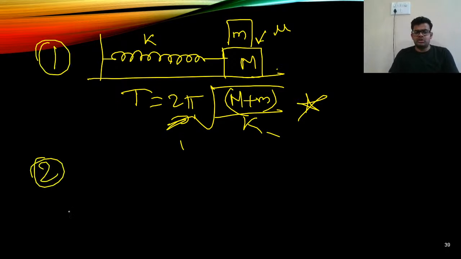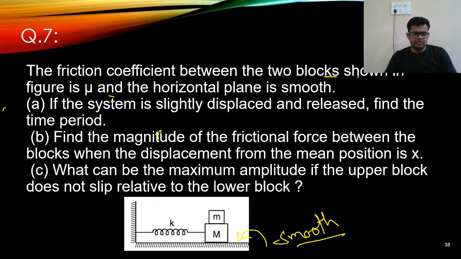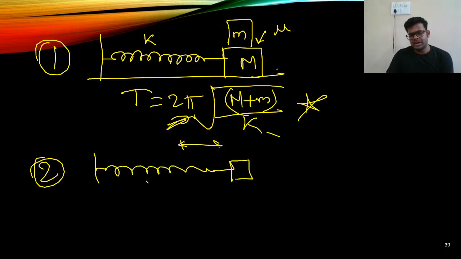Now the second question, my dear friends, very very important. Okay, so you can see question A is done. Question B. Find the magnitude of the friction force between both the blocks when the displacement from the mean position is x. So my dear, it is given that let's say these blocks are brought this side, okay, and displacement is given, that is x. How much? x.